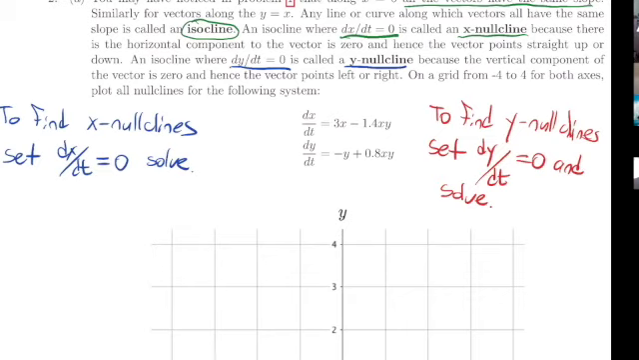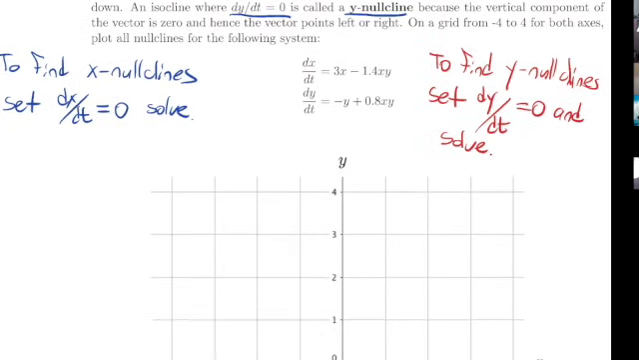Okay. So it's an algebra problem. If we wanted to find the x nullclines for this example, we would take 3x minus 1.4xy, and we set that equal to 0. And let me just say here, this is the rabbit fox system of differential equations. I just changed r to x and f to y, but it's the same system. So you can think about x and y in practical terms here if you like.